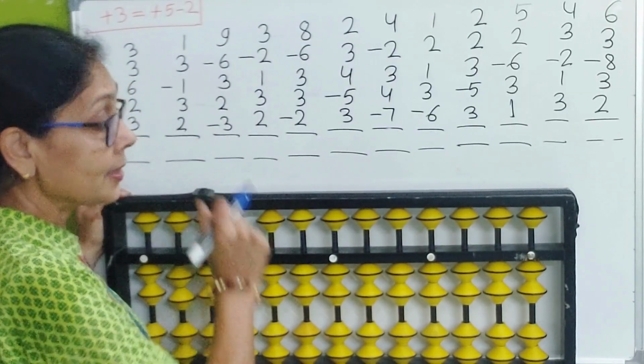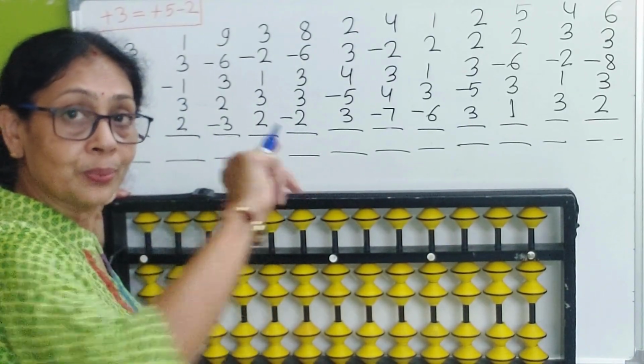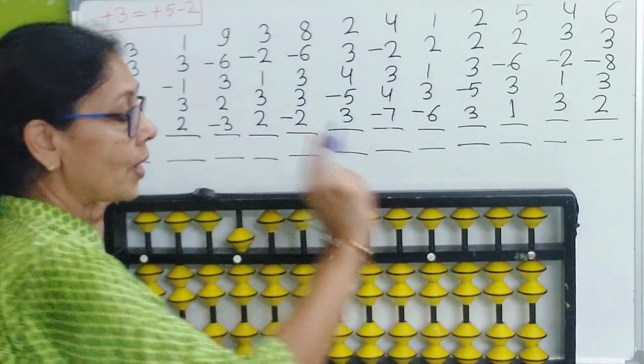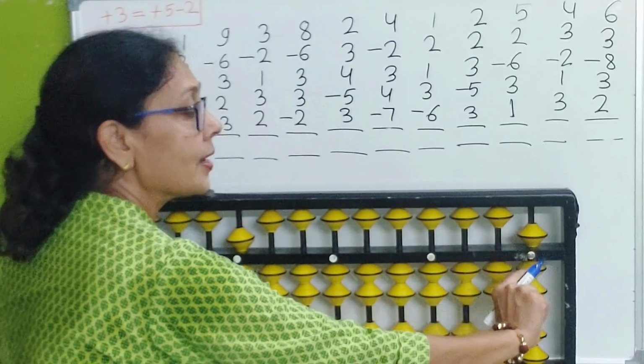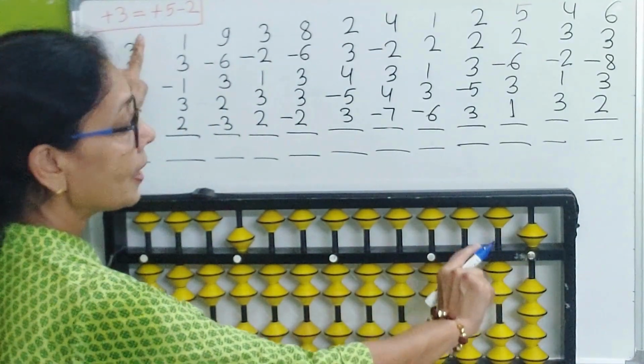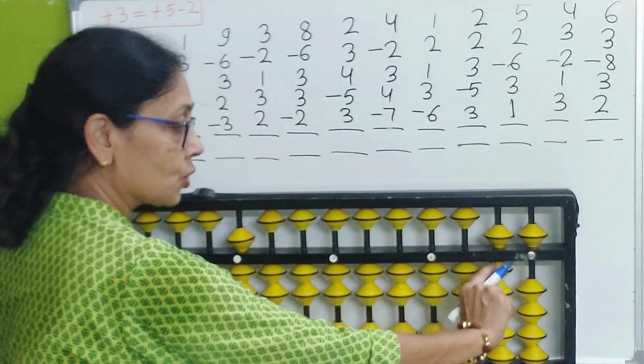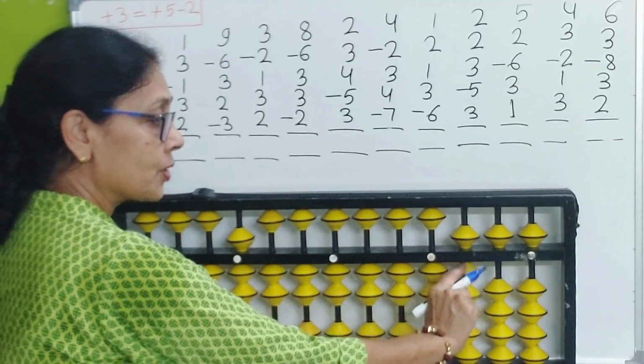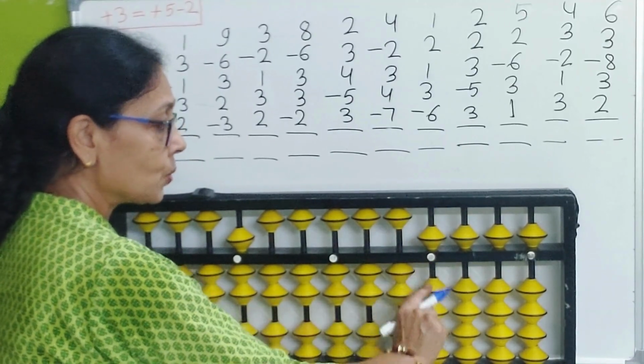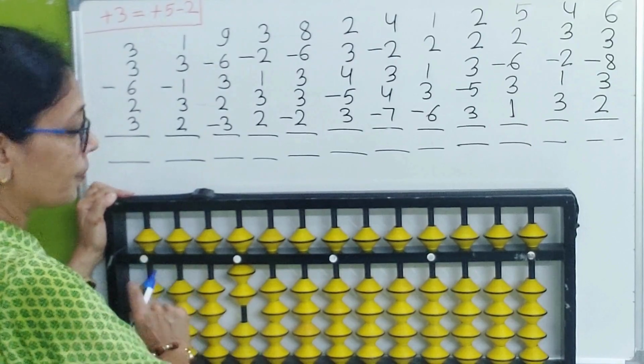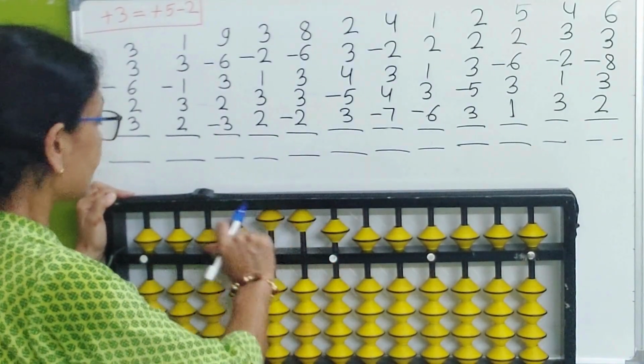Add 3 is add 5 less 2. Add 5 less 2. So add 3 is add 5 less 2. The formula: add 3 is add 5 less 2. Okay, now we did this.